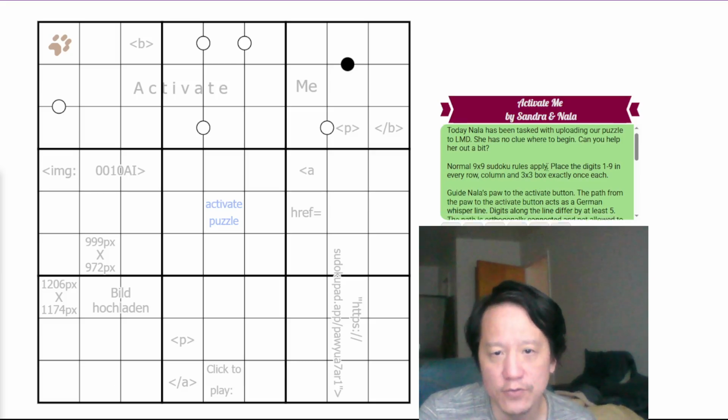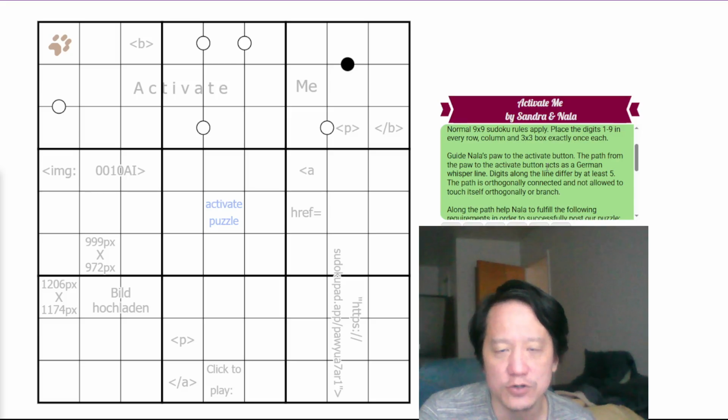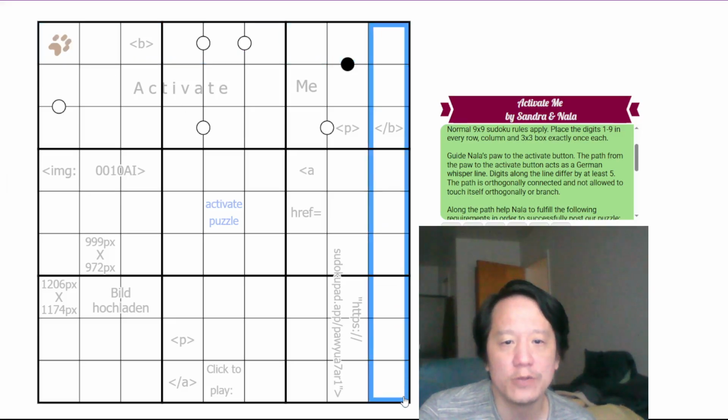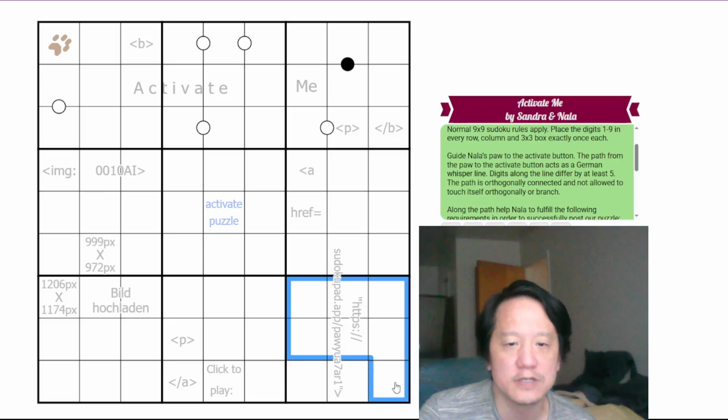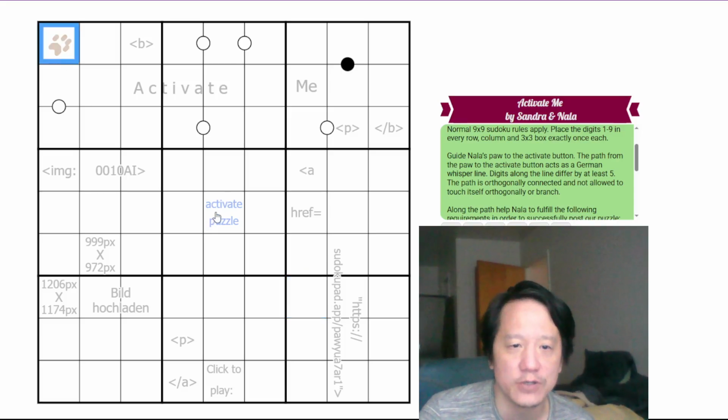Normal 9x9 Sudoku rules apply, which means place the digits 1 through 9 in every row, column, and 3x3 box exactly once each. We need to guide Nala's paw to the activate button. The path from the paw to the activate button acts as a German whisper line. So the paw is here, the activate button is here.